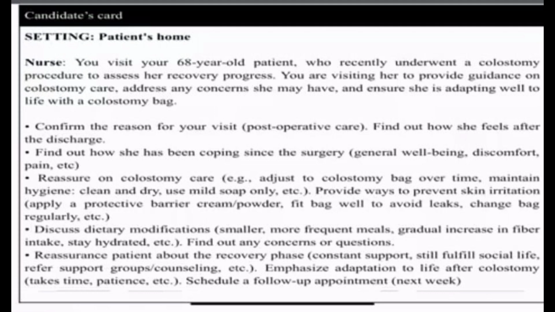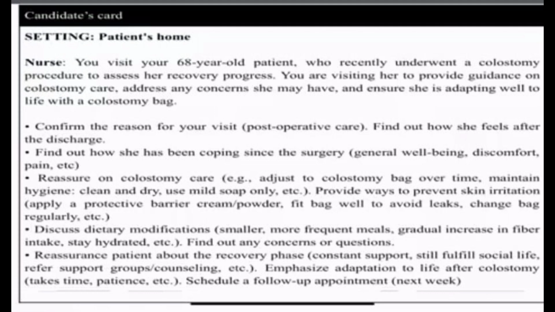to check the understanding of the patient. Okay, so next is the fourth task, that is discuss dietary modification, in brackets smaller more frequent meals, gradual increase in fiber intake, stay hydrated, etc., and find out any concern or questions.